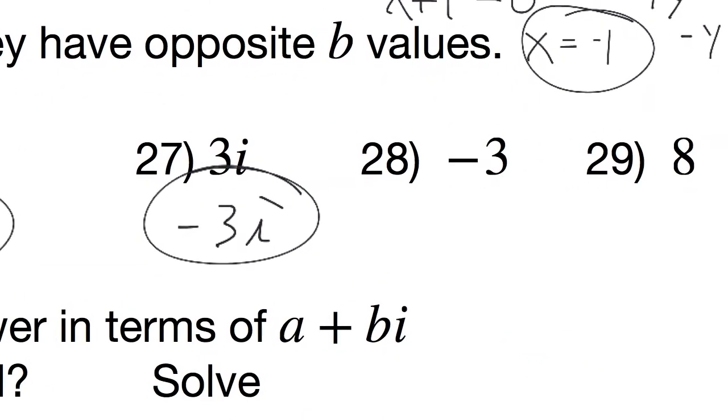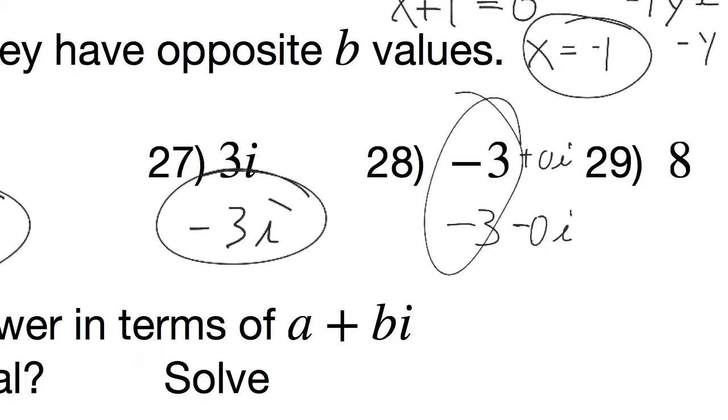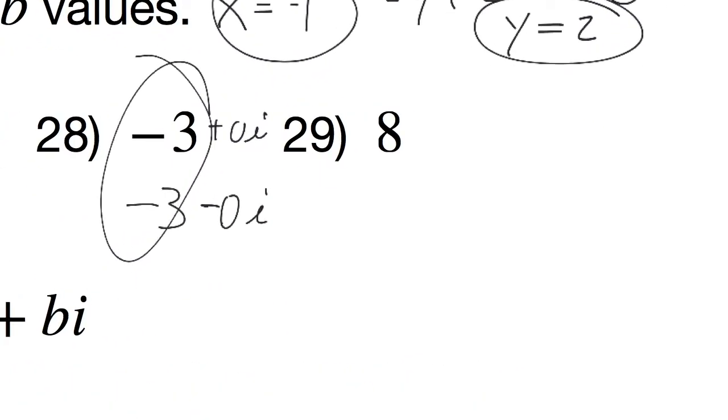The conjugate of negative 3 is actually still negative 3. You can think of it like this: negative 3 plus 0i, negative 3 minus 0i. In any case, negative 3 is its own conjugate. And the same thing for 8. 8 is its own conjugate.